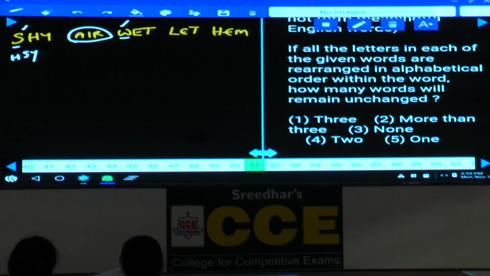WET, E comes before W, and this is ruled out. LET, E comes before L, that is again ruled out. HEM, E comes before H, that is again ruled out. Hence, what is the word? There is only one word, that is AIR. Done? Follow here or not?